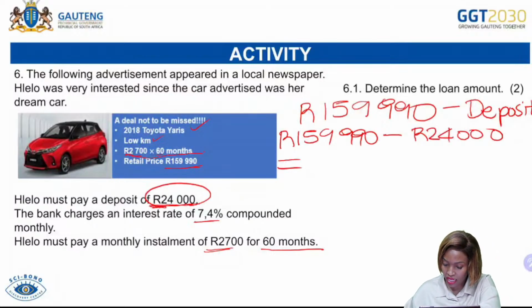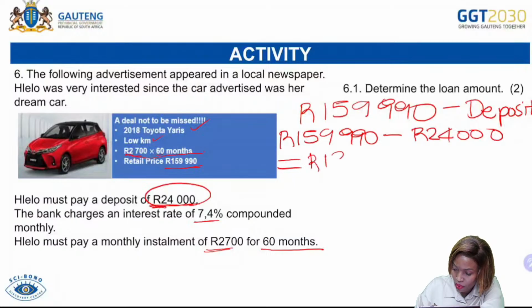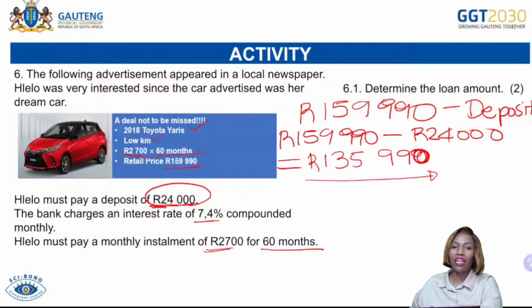And then let's punch this in our calculators. We say 159,990 minus 24,000 rands. And then we are getting 135,990. So this is the loan amount that Hlelo must take from the bank. I also want to write it down, the loan amount, in case we need it somewhere, so that I don't have to slide back. We said the loan amount is 135,990, just to save time.